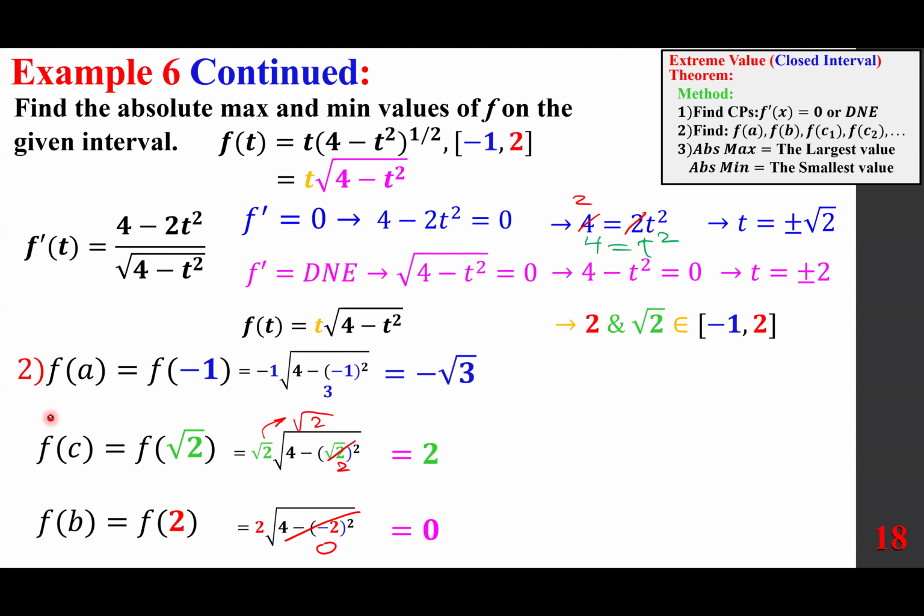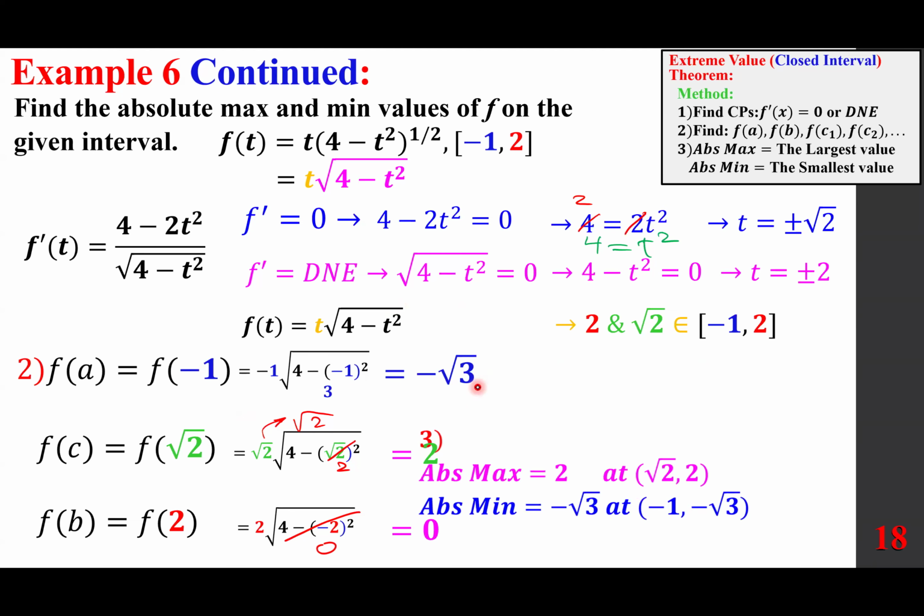So the absolute maximum is 2 at this pair, square root of 2 comma 2. Absolute minimum is, this is the only negative number, minus square root of 3 at this pair, negative 1 comma negative square root of 3.